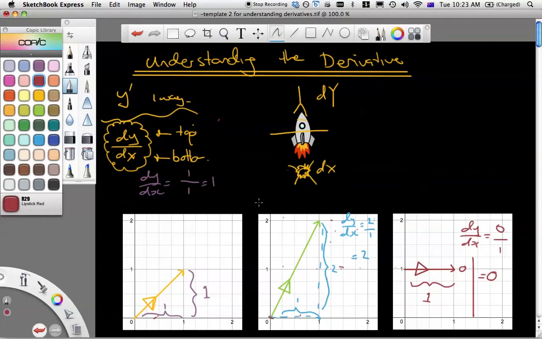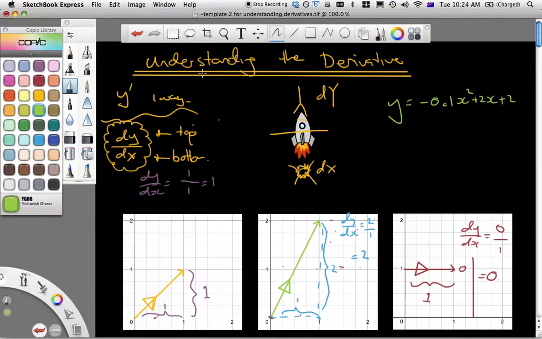So now we're going to take this analogy of our derivative and our spaceship, and apply it to a proper equation. We're going to look at this equation today: y equals negative 0.1 x squared plus 2x plus 2.